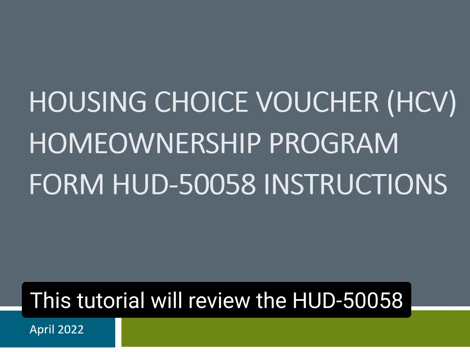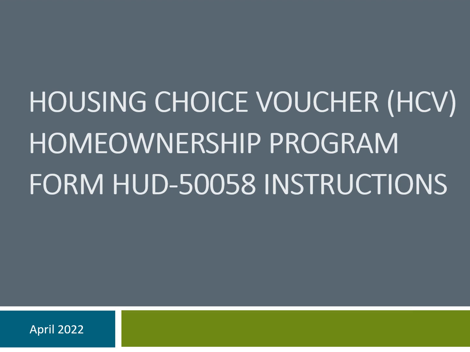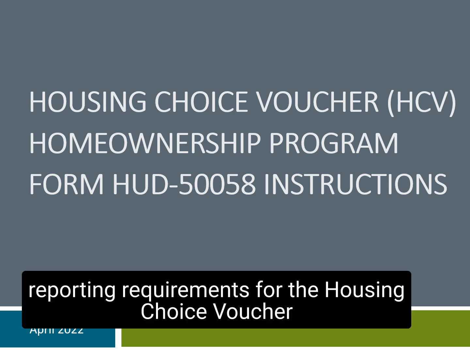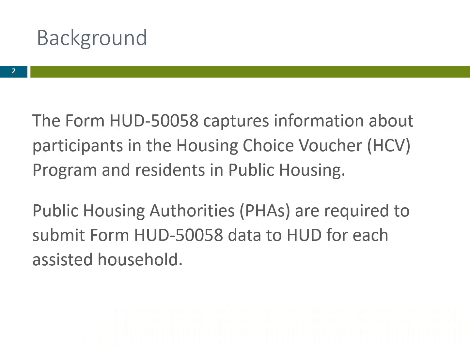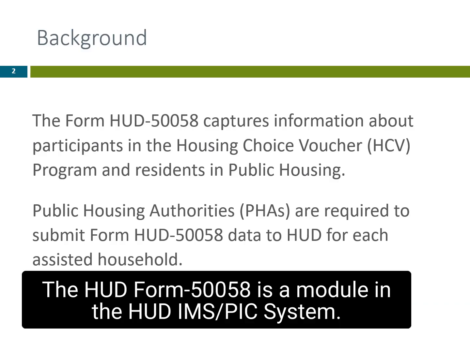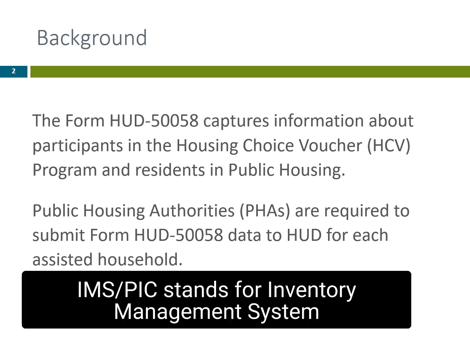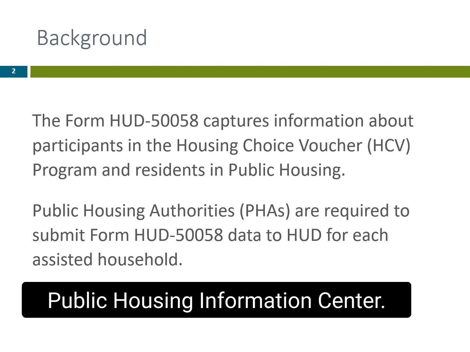This tutorial will review the HUD-50058 reporting requirements for the Housing Choice Voucher Homeownership Program. The HUD Form-50058 is a module in the HUD IMS PIC system. IMS PIC stands for Inventory Management System Public Housing Information Center.